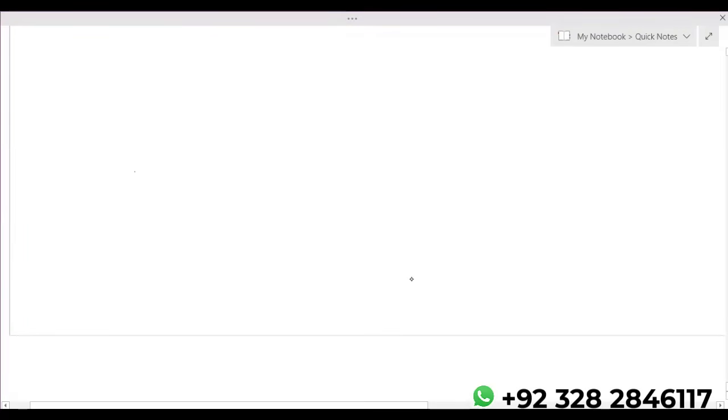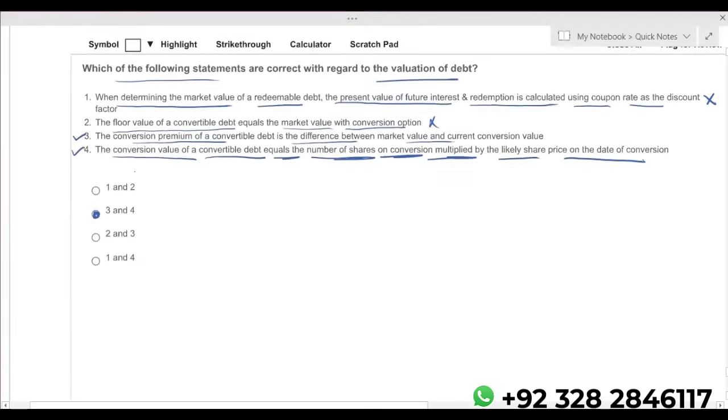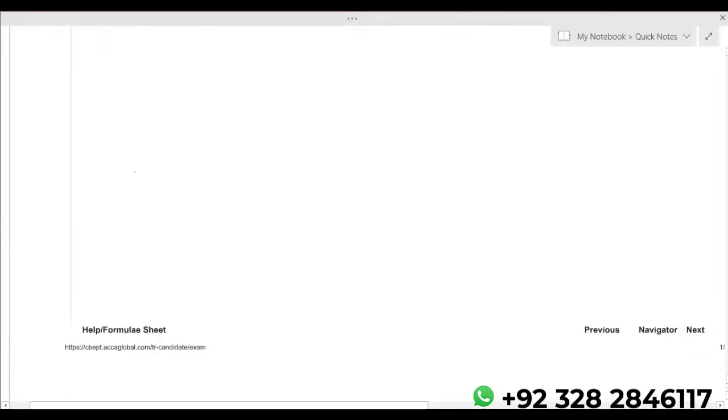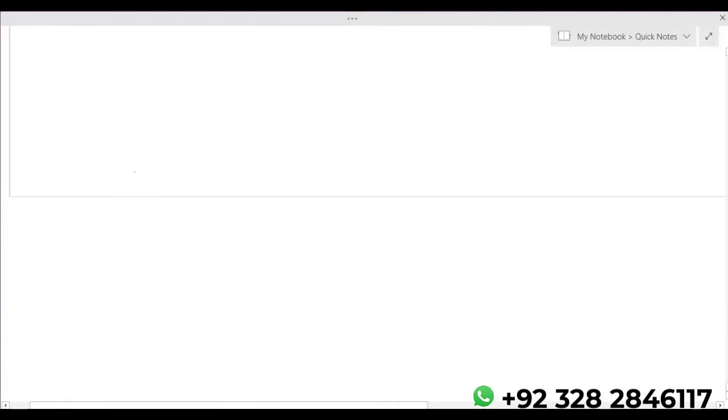Anything else? The concept of floor value is only applicable when there is a convertible bond. Otherwise, the concept of floor value does not come. I think this is the last question.